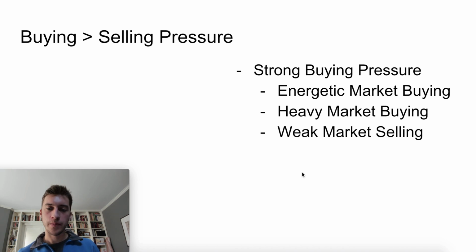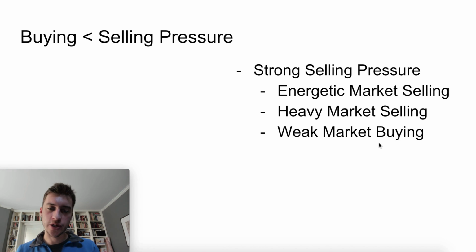So energetic market buying is just going to be many market orders to buy, regardless of their size. Heavy market buying is going to be large orders to market buy, so like maybe 15 or 20 in one particular order to market buy. That's probably going to press price up in the short term very quickly upward. And just not much market selling, so that the bids remain strong and continue to press price upward.